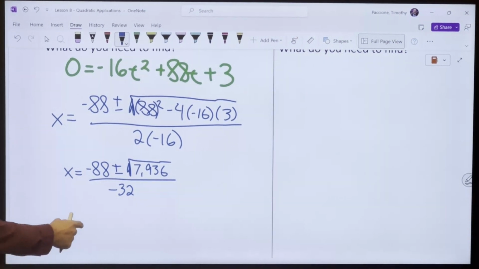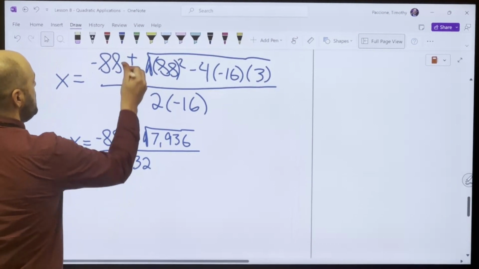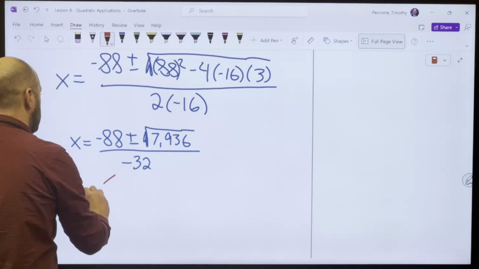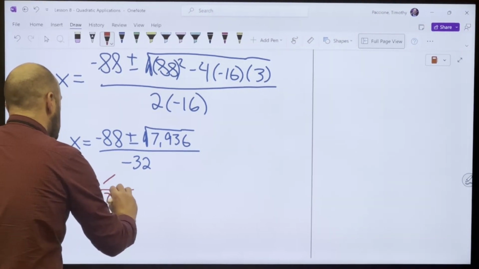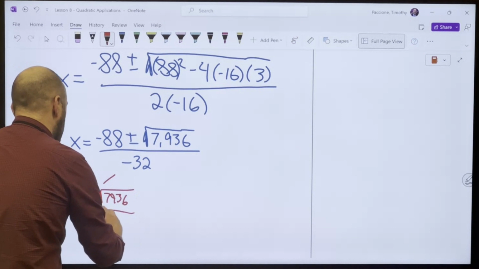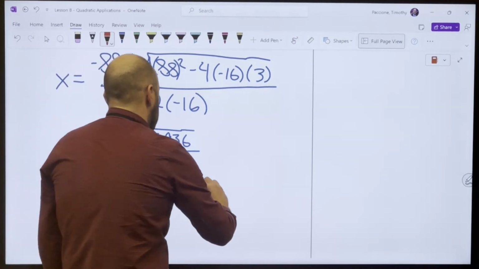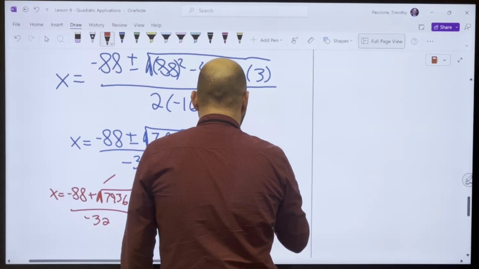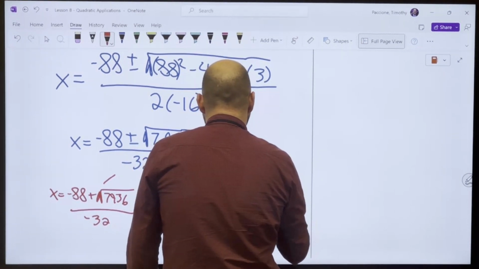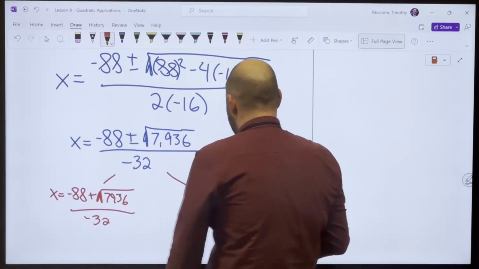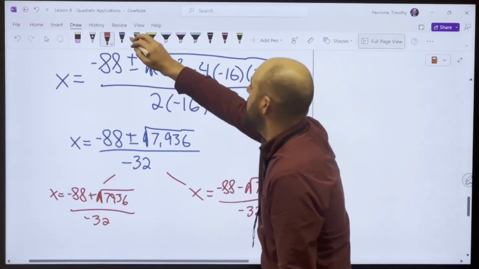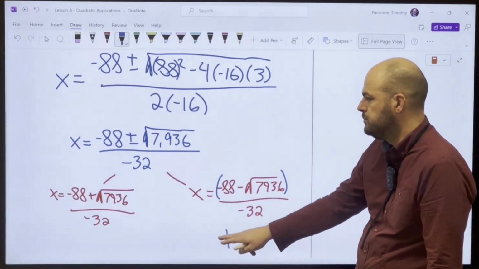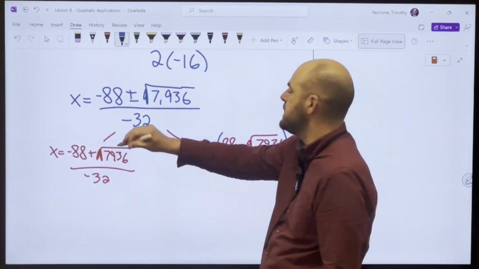So we have to pull this apart to get our two answers, okay? So I'm going to say, okay, x equals negative 88 plus the square root of 7,936 divided by negative 32, and x equals negative 88 minus the square root of 7,936 divided by negative 32. And I put those in my calculators. If I want to do it all at once, all you got to do is add some parentheses around this part and then divide by negative 32. I'm not going to ask you to do that right now. You'll practice that in your homework.